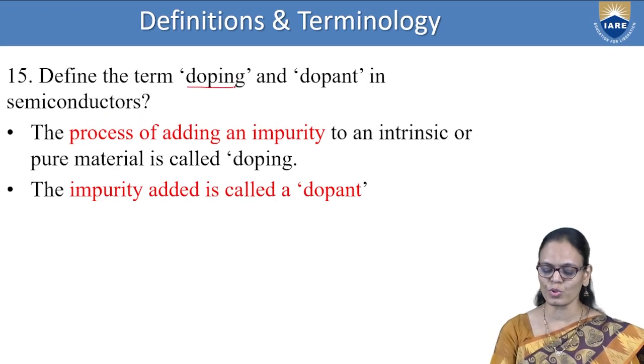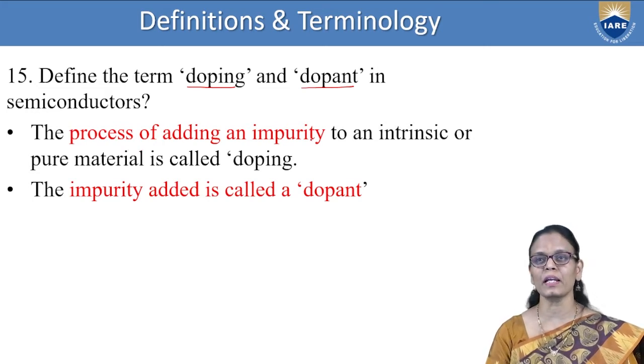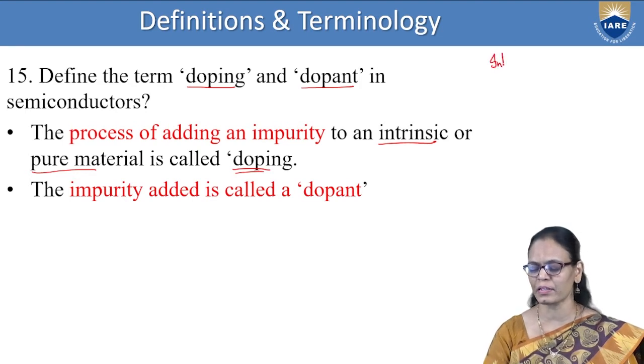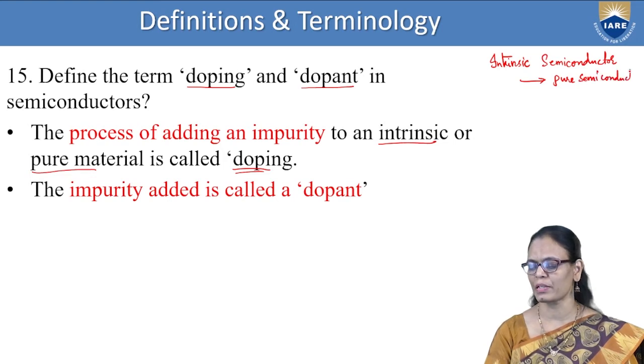Now define the term doping and dopant. So what do you mean by doping? The process of adding an impurity to an intrinsic pure material is called doping. So when I say intrinsic semiconductor, it means it is a pure semiconductor.